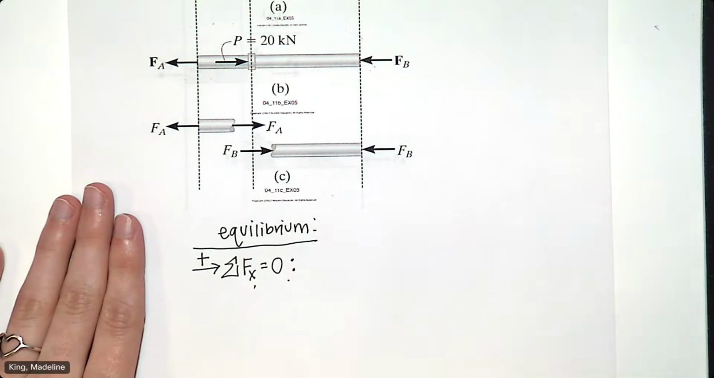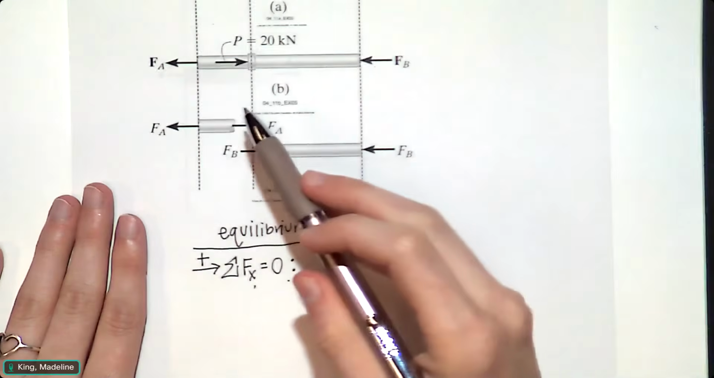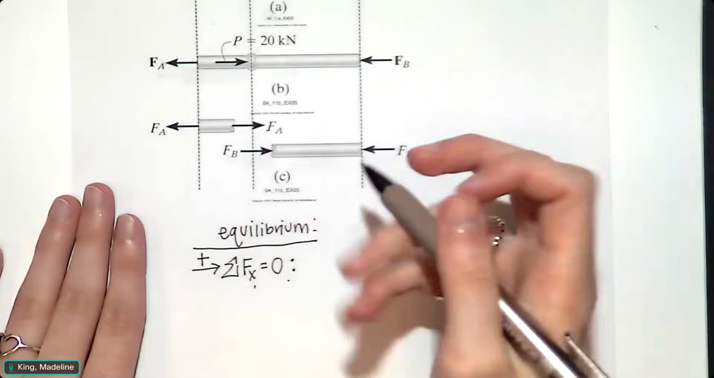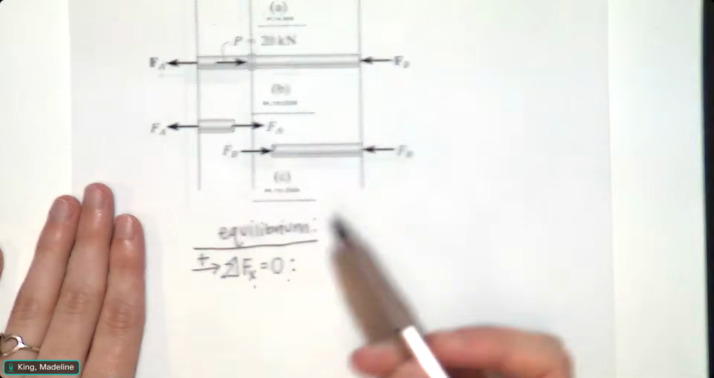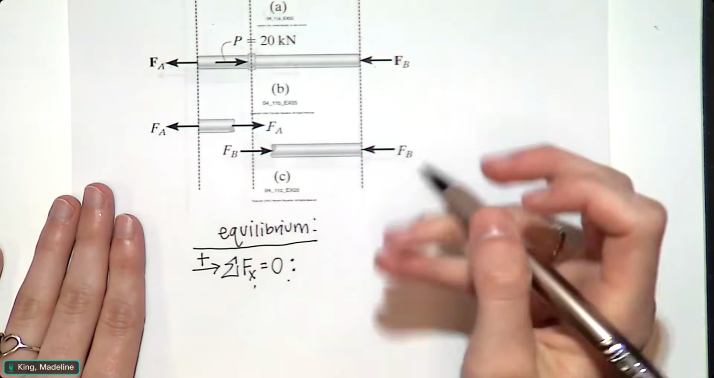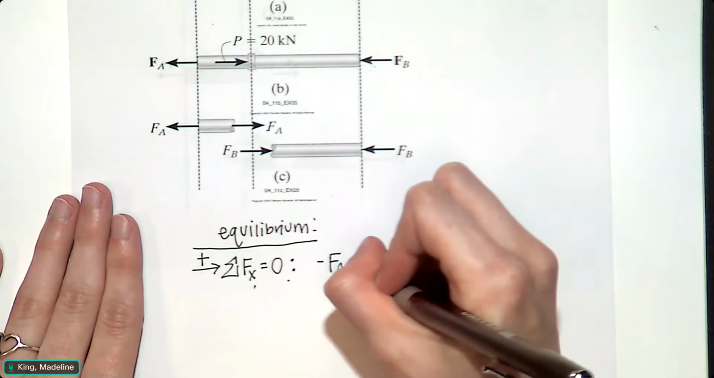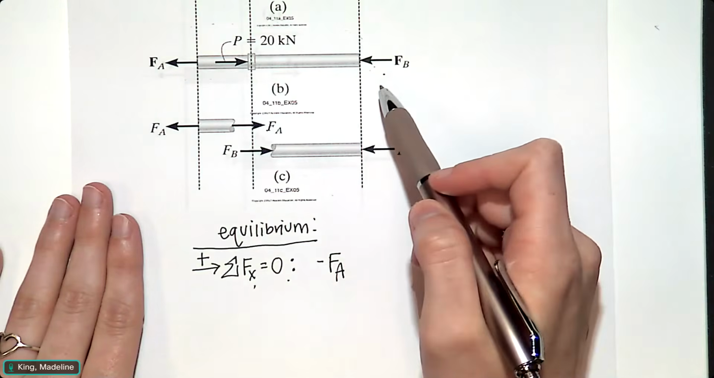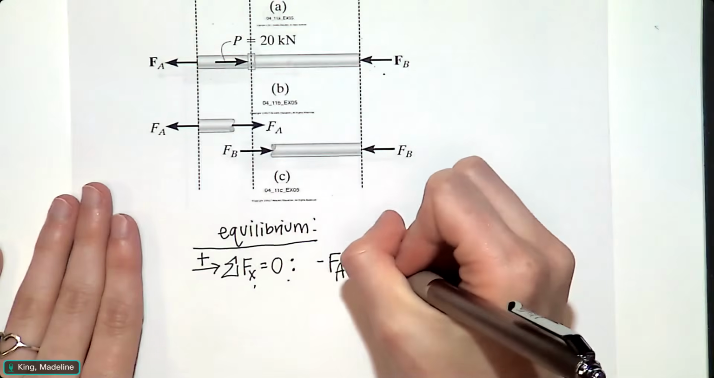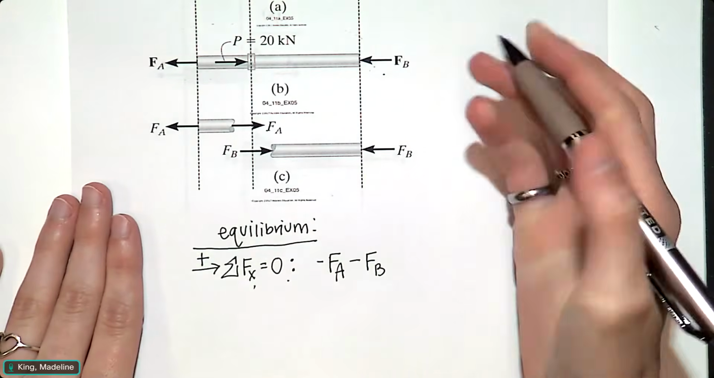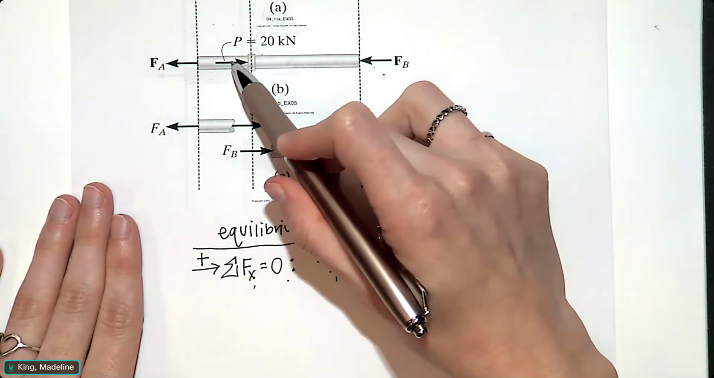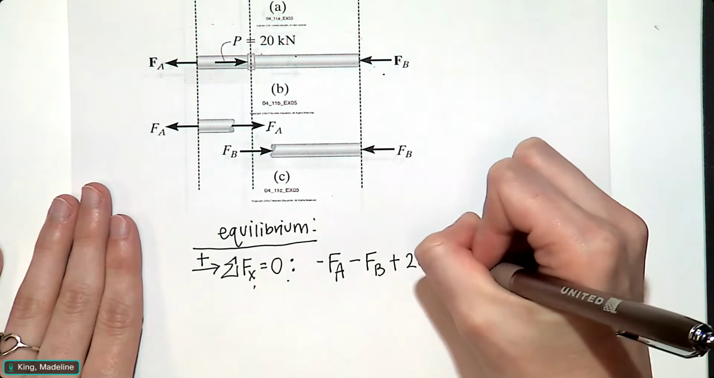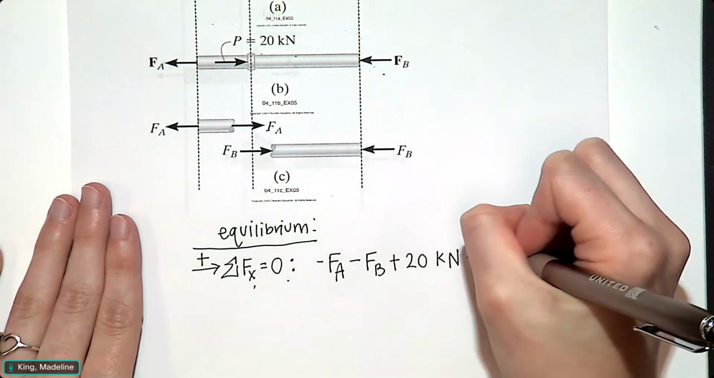No one? That's okay. Okay. What was it? No, okay. You were kind of on the right track. So we have FA, but it's going in the opposite direction. So that would be minus FA. We have an FB. It's going in the opposite direction. So that's a minus FB. And then we also have our P, but that's going in the right direction. So that's going to be a plus 20 kilonewtons, equal to 0.